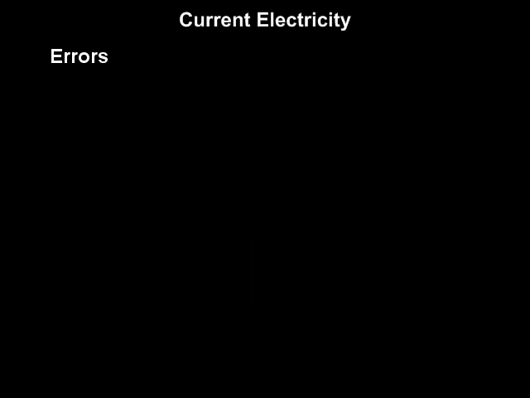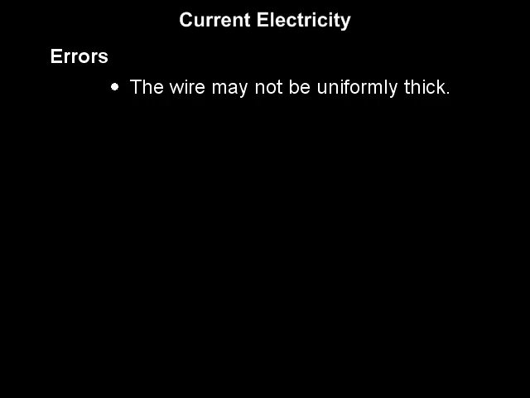The experiment involves two errors. The wire may not be uniform in thickness along its length. Thus, it may be thin on the left side or thick on the right side. Thus, the sigma, that is resistance per unit length, may not be constant throughout the length. This introduces error in the result.